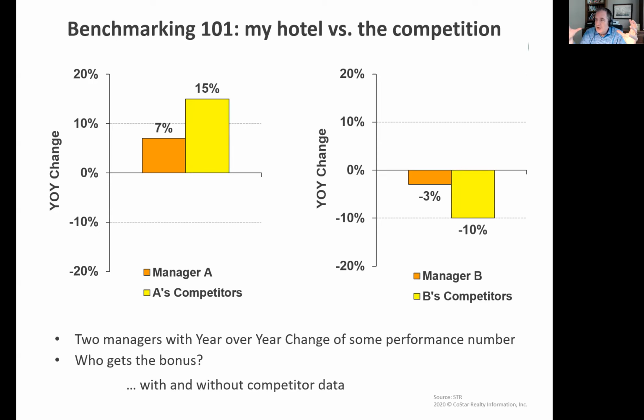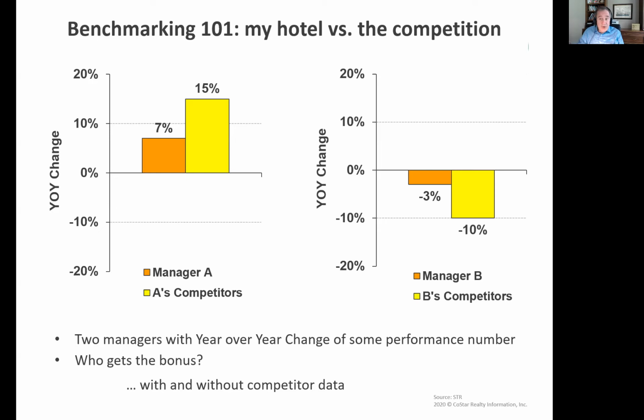But now let's talk about what STR brings to the hotel industry. And this is what we mean by benchmarking. When I hit the button, we now look at the competitors of manager A and manager B and how their relative competitors did. Now look at manager A. Manager A's competitors did 15% better than last year. So now we're looking at manager A, who was looking really good just a minute ago, and we now see that he or she actually underperformed the competitors by 8 points.